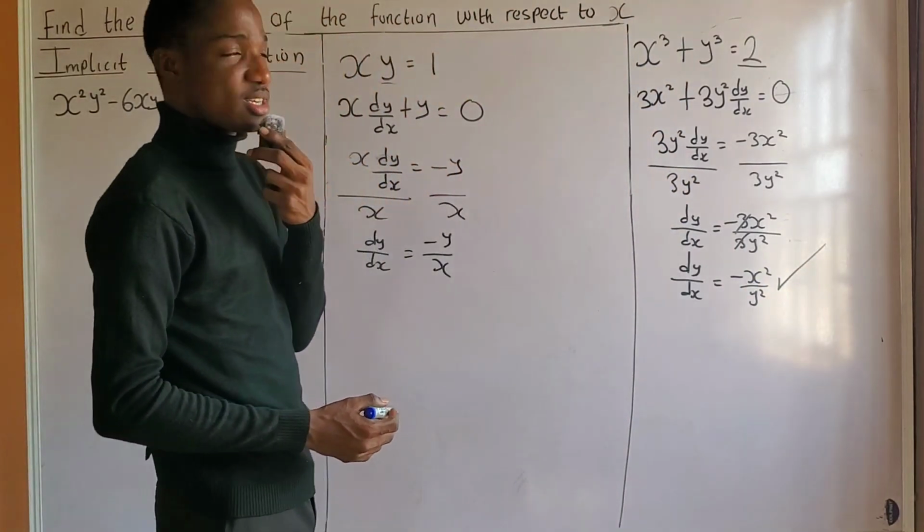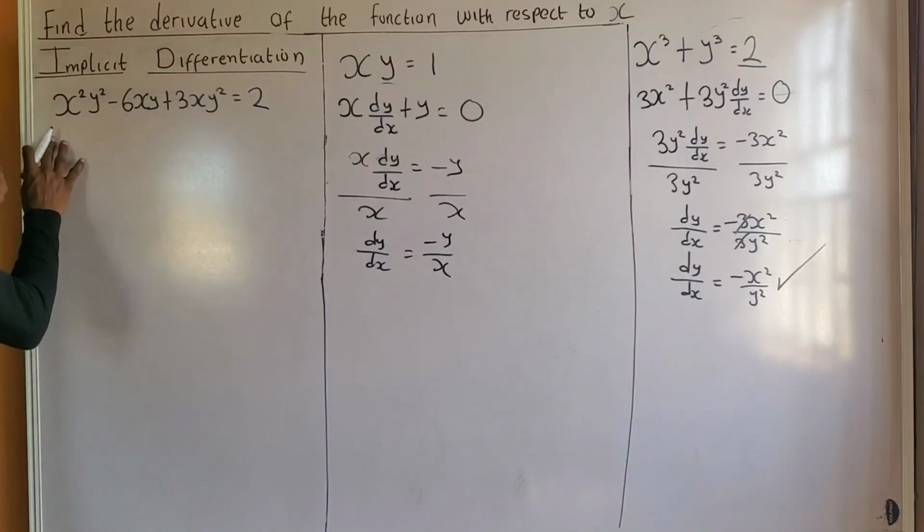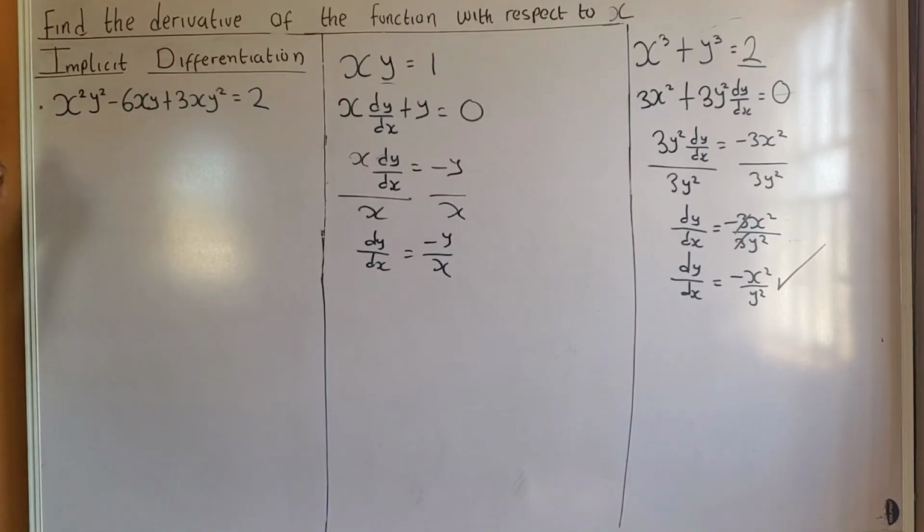I hope you understand. Okay, what of this? We have x squared y squared minus 6xy plus 3xy squared equals 2. We are asked to find the derivative of this. Well, to do this, please pay attention. Let's start with this. Looking at this, you will discover that the sign between x squared and y squared is what? It is a product sign.